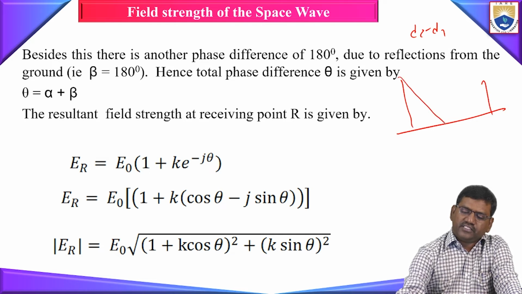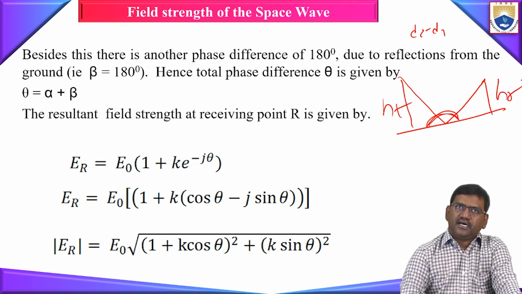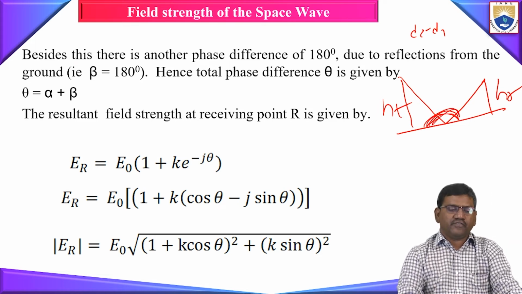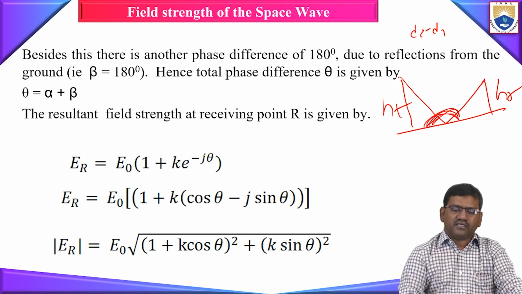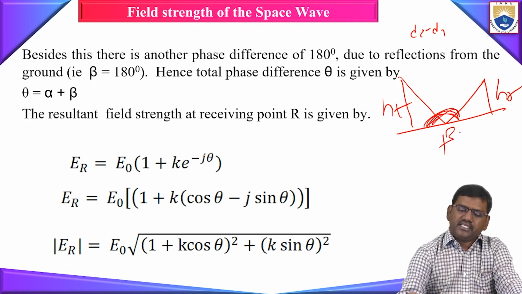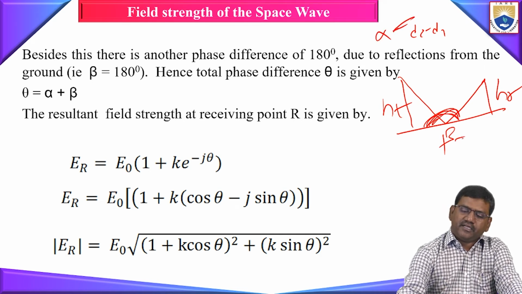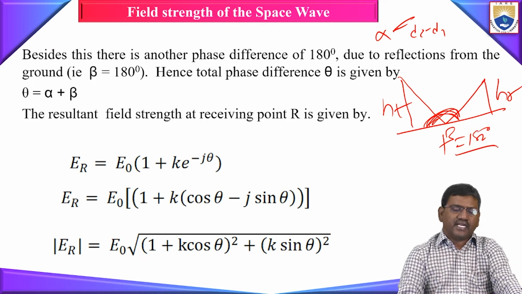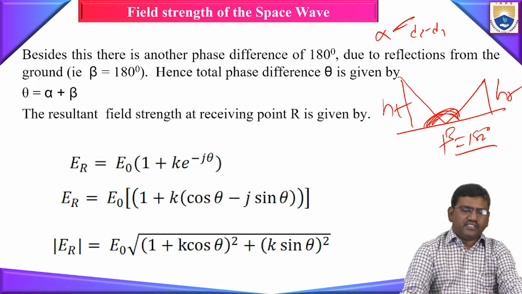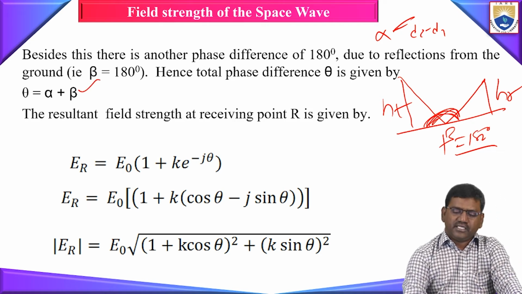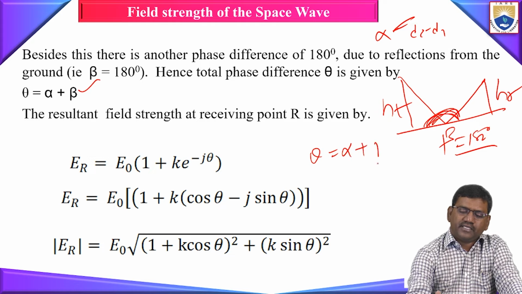Here there is some phase angle variation. This is the transmitting antenna height and this is the receiving antenna height. There is another phase change of 180 degrees due to reflections from the ground. Let us assume this angle as beta. So alpha represents the phase angle due to the path difference and beta represents the 180 degrees, which is the ground reflected angle. Now the total phase difference theta is given by the two phase differences. Hence the total phase angle is theta is equal to alpha plus beta.